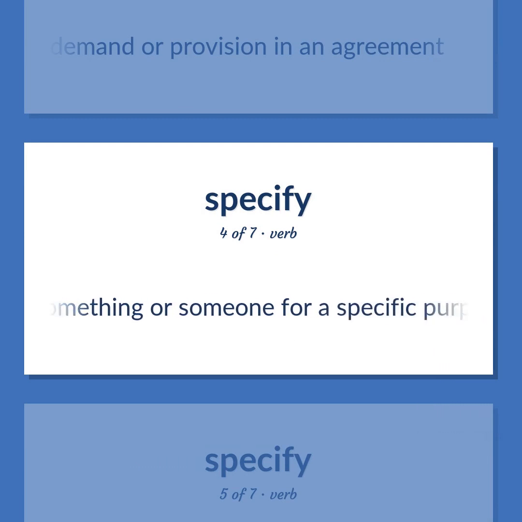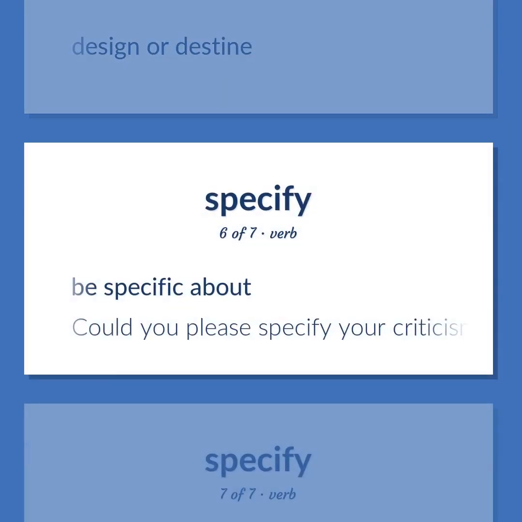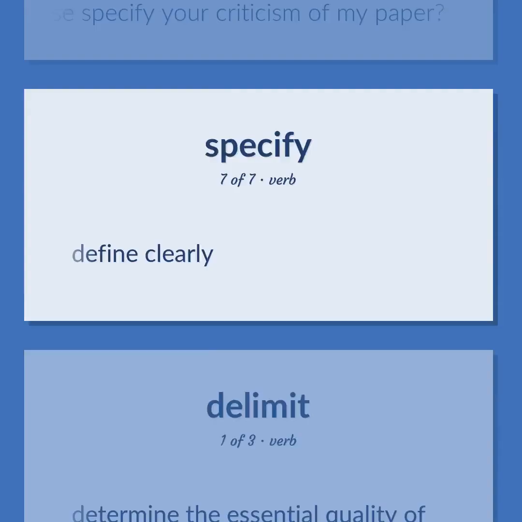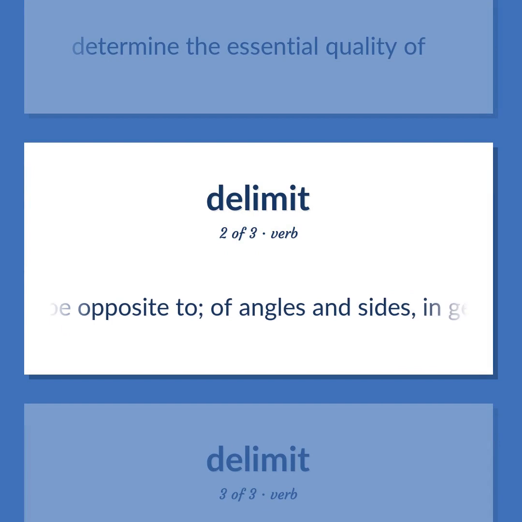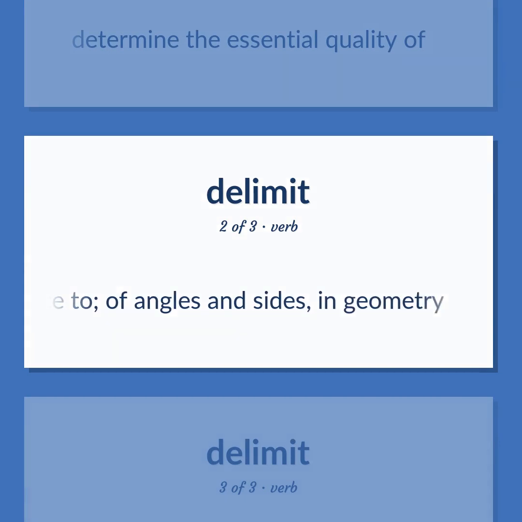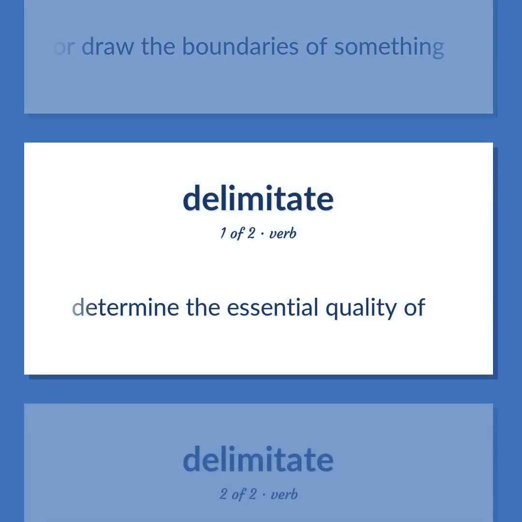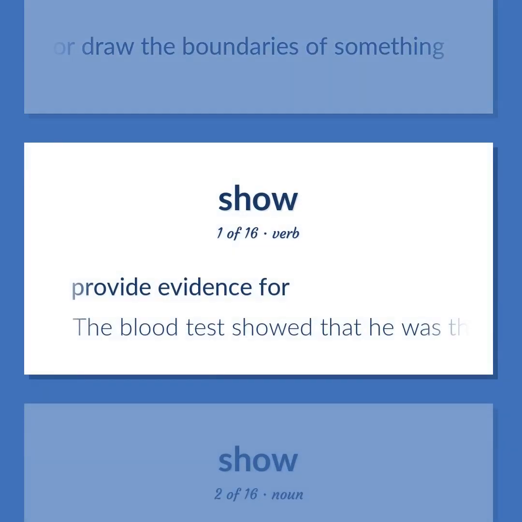Select something or someone for a specific purpose. Design or destine. Be specific about. Could you please specify your criticism of my paper? Define clearly. Determine the essential quality of. Be opposite to. Of angles and sides, in geometry. Set, mark, or draw the boundaries of something. Determine the essential quality of. Set, mark, or draw the boundaries of something.